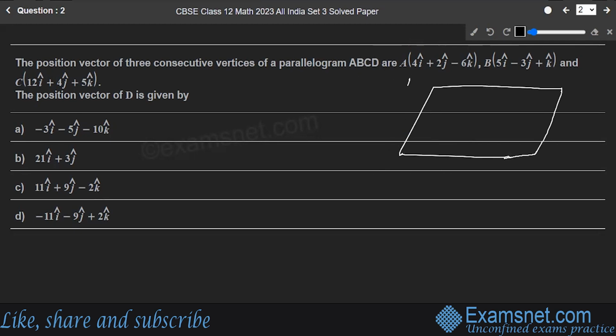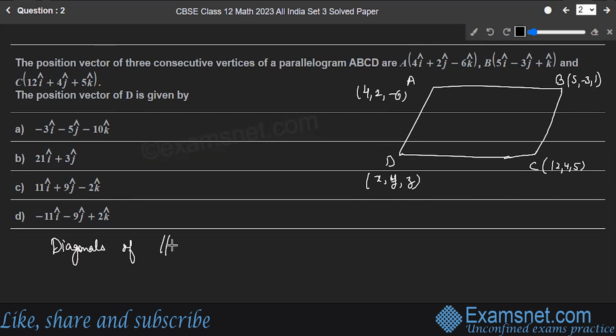So here is A, which is given by 4, 2, minus 6. This is B, 5, minus 3, 1. C is 12, 4, 5. Let's say D is equal to x, y, and z. Okay. Now, know one thing: diagonals of the parallelogram bisect each other. So let's make that.